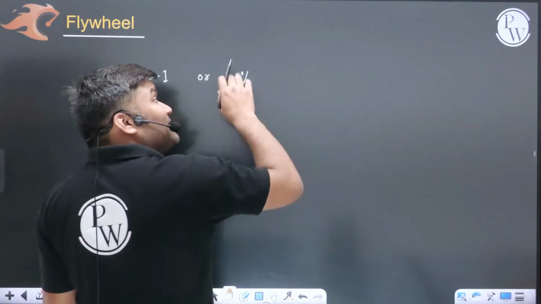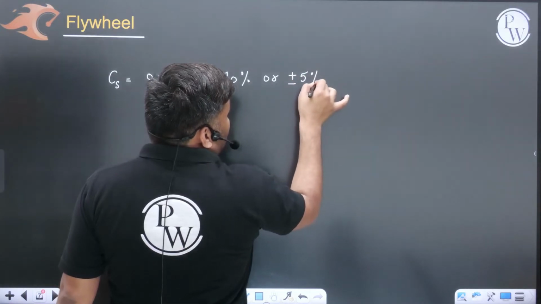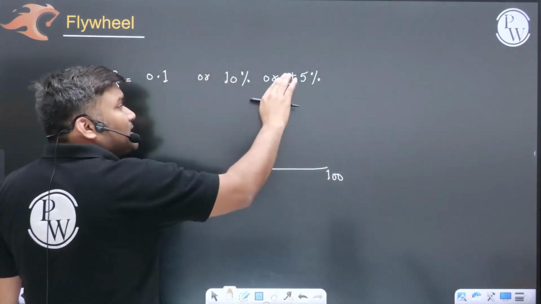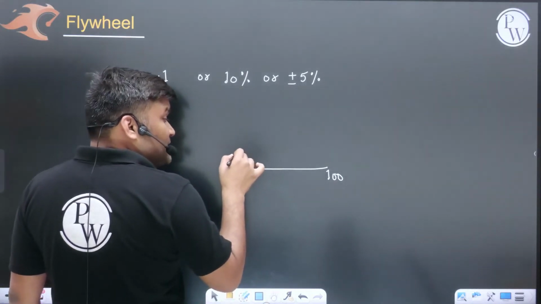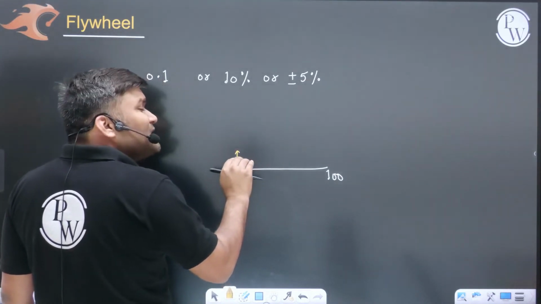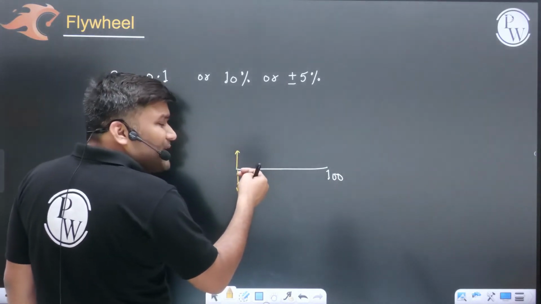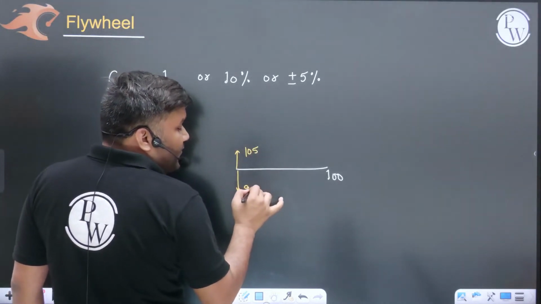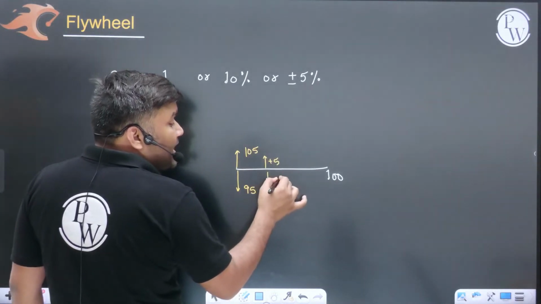Now this 10%, they can either write 10% or sometimes also plus minus 5%. Getting a point? If this is 100, then the fluctuation of speed you can call plus minus 5%. Plus minus 5% means the speed is going up by 5%, and going down by 5%. Speed increasing may reach 105, and by reducing it may reach up to 95. Getting a point? 105 and 95. This is the meaning of plus minus 5%. Plus 5 you reach here, minus 5 you reach here.